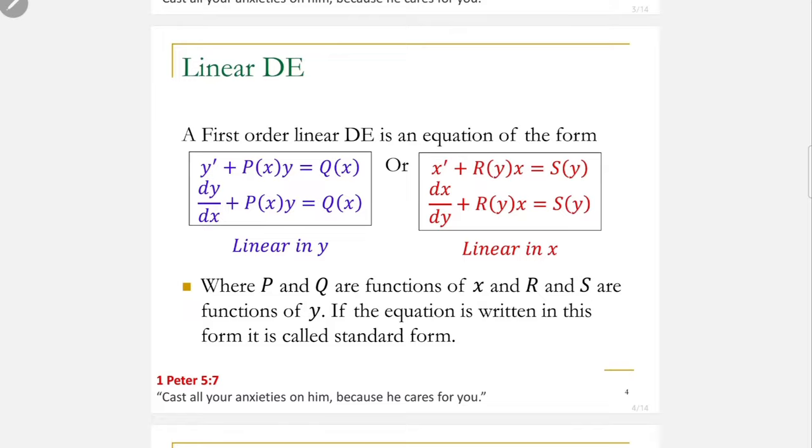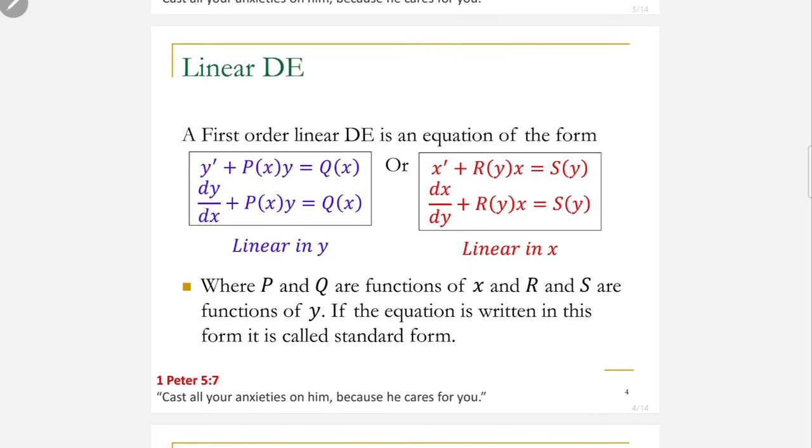So if you're looking for p of x, do not include y. Include the sign but not y. Okay? Because p of x is a function of x alone. If you noticed, on the left side, we have y prime plus y. On the right side, no function of y, only function of x.